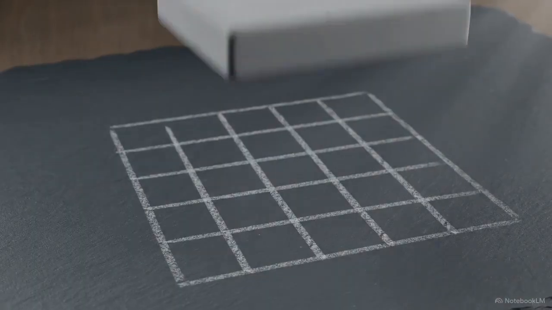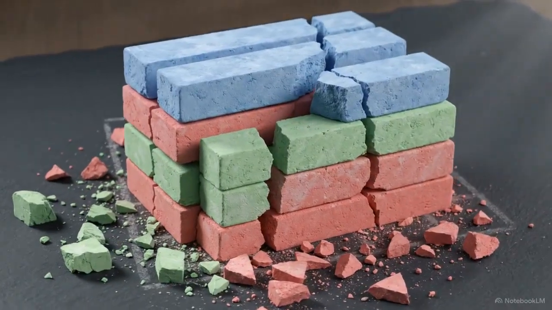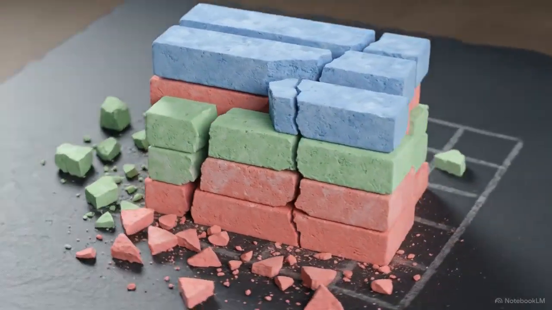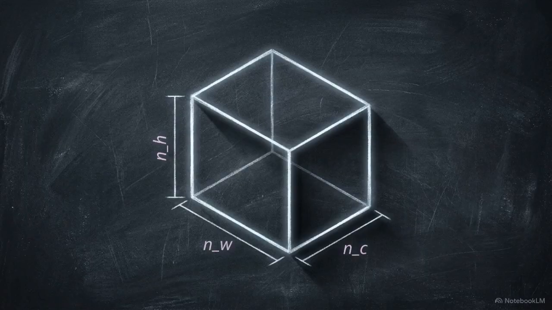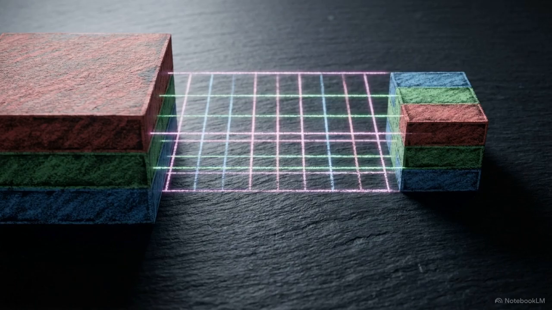So far, we've looked at 2D grids, but real images are actually 3D tensors, containing multiple distinct color channels. Our variables must expand to account for height, width, and channels. Moving to 3 dimensions introduces an uncompromising mechanical rule. The filter must have the exact same depth, or number of channels, as the input volume it is scanning.